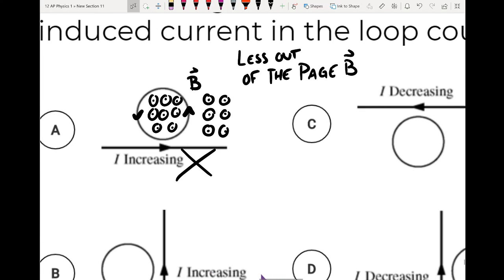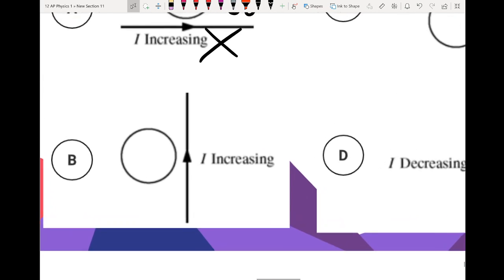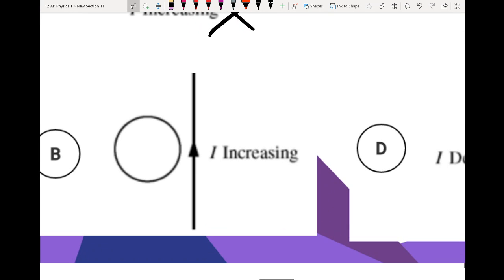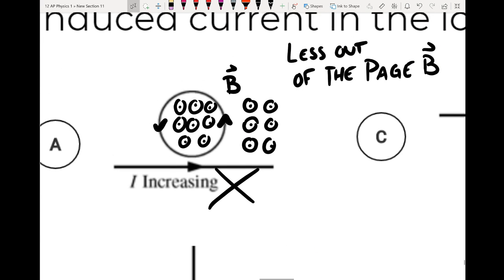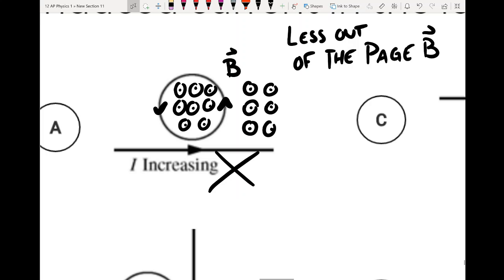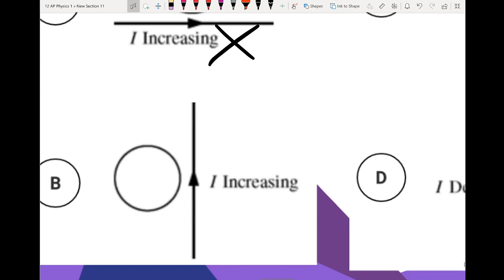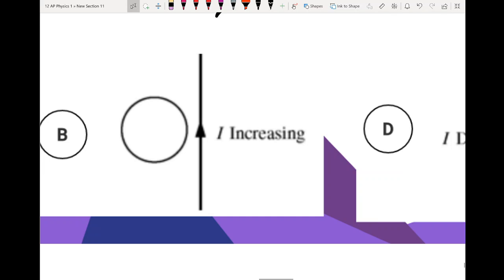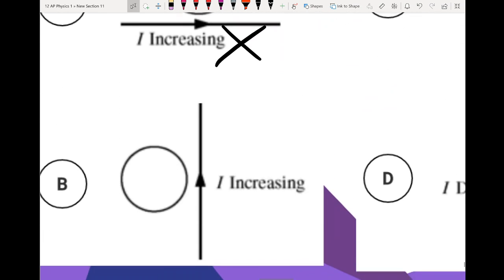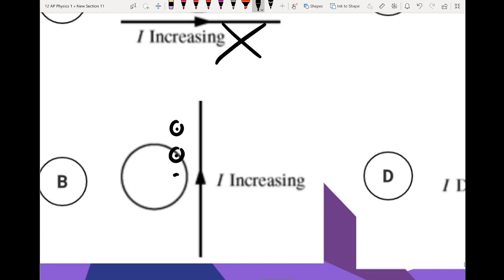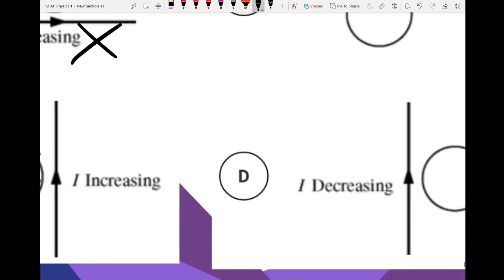Let's go down to letter B. In B, let's look again. We want, again, a situation where the magnetic field is becoming less out of the page. In this case, it's really the same as part A, just flipped. The magnetic field created on the left side of this wire, the side that the loop is on, is out of the page. And if our current is increasing, that means that our magnetic field is also increasing.